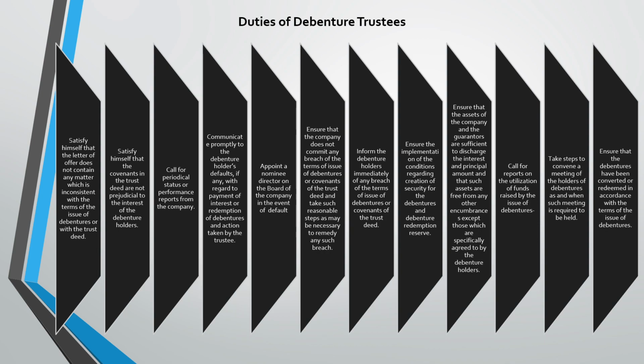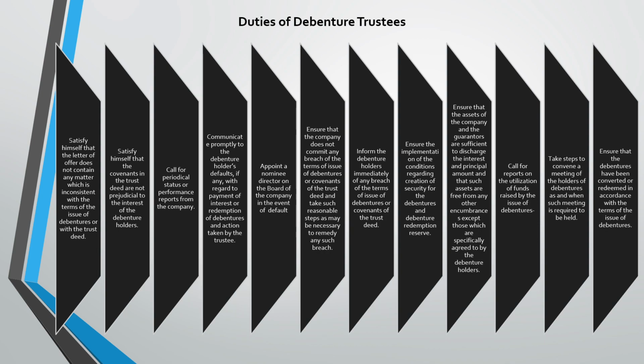They should ensure that the company hasn't committed any breach of trust and is acting in accordance with the terms of the issue. The company should not go against the terms of the issue, and if it does, the debenture trustees need to file an appeal with the tribunal and take the necessary measures. They will ensure that the creation of charge on the security for the debenture holders is done promptly and is correctly implemented by the company.